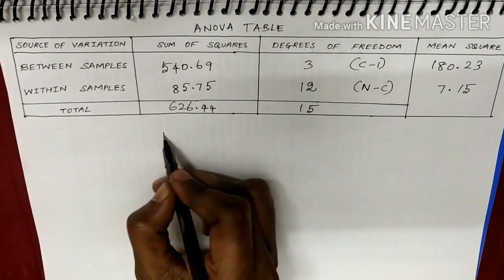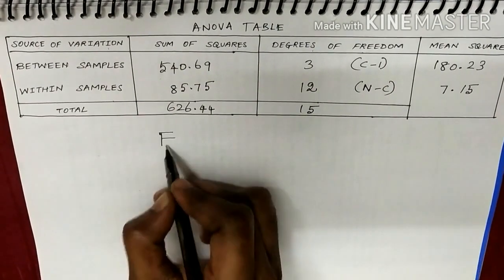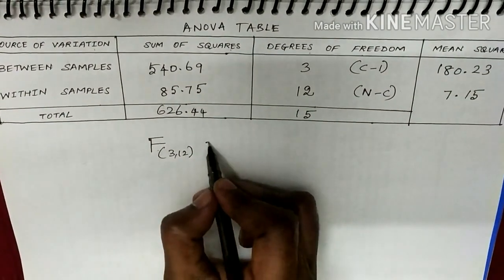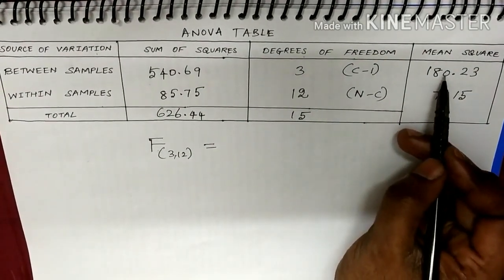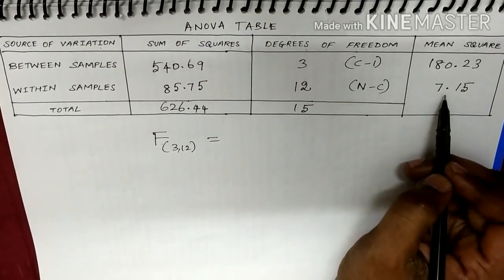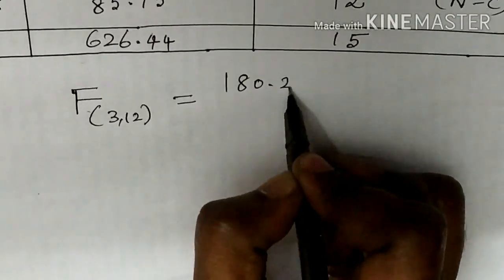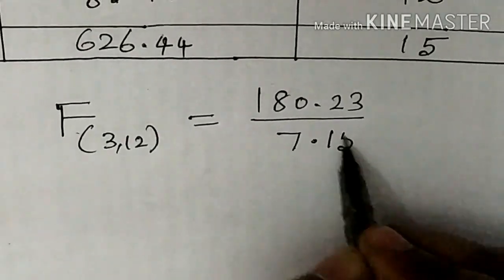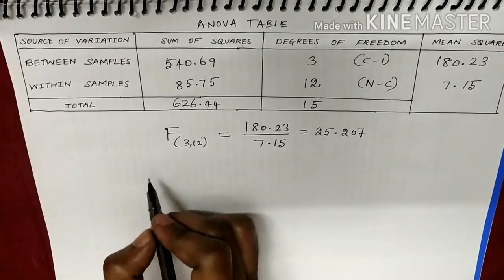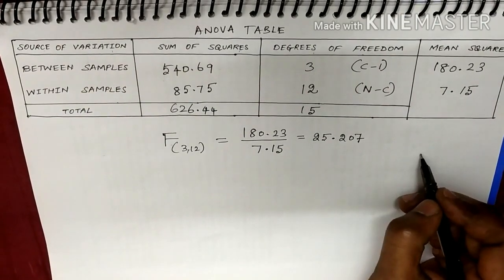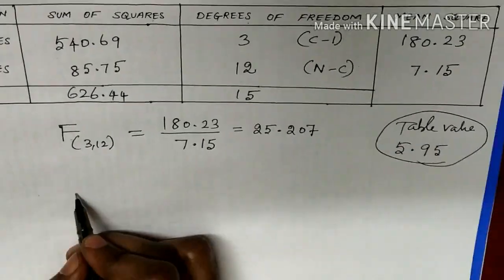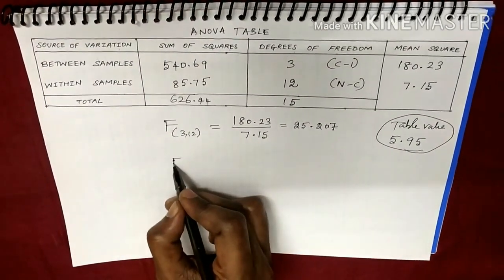Now finally the F ratio at 3,12 degrees of freedom is this value divided by this value. That means between samples by within samples. The value is, now the table value is given in the question, 5.95. Now compare this value with the calculated value.